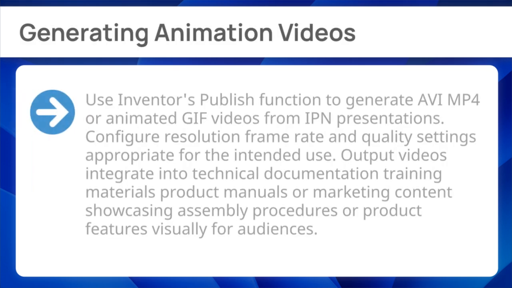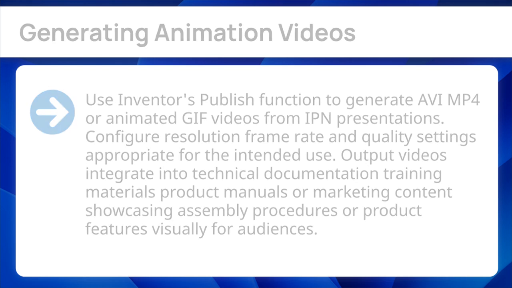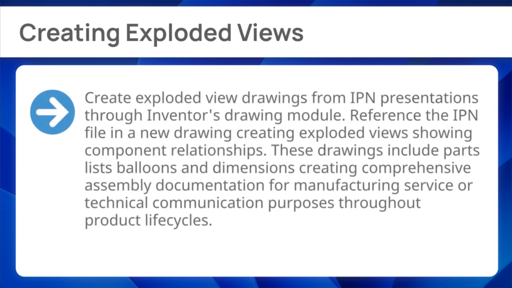Next, generating animation videos. Use Inventor's Publish function to generate AVI, MP4, or animated GIF videos from IPN presentations. Configure resolution, frame rate, and quality settings appropriate for the intended use. Output videos integrate into technical documentation, training materials, product manuals, or marketing content, showcasing assembly procedures or product features visually for audiences.